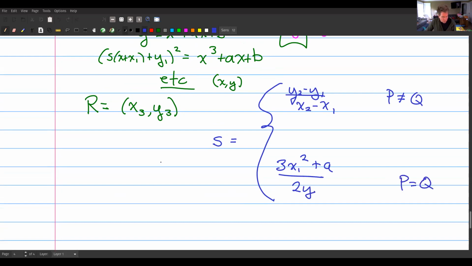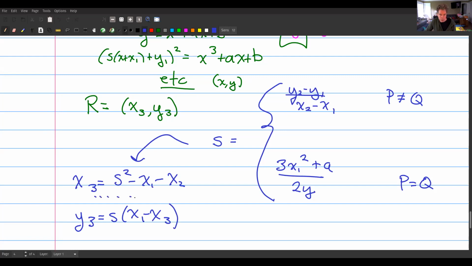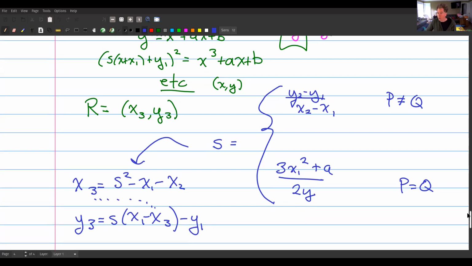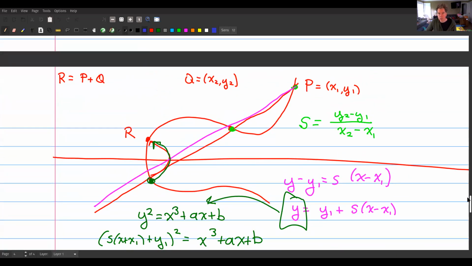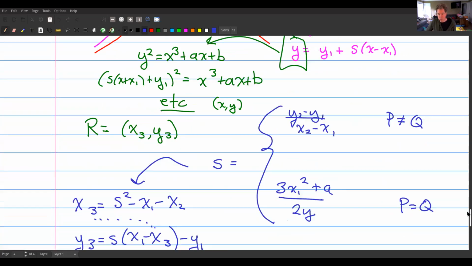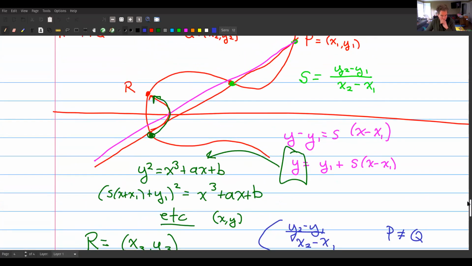Okay. So now once you have s, you can compute x3. x3 is equal to s squared minus x1 minus x2, and y3 is equal to s times (x1 minus x3). Notice that x3 is a part of y3. But anyway, y3 is s times (x1 minus x3) minus y1. Okay. So that's in the case of the real projective space. That's how you get the coordinates for r.